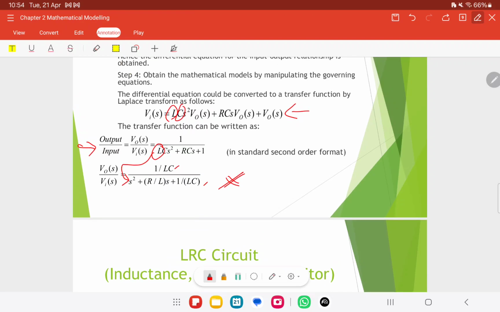Cuma bila you do the exercise ataupun dalam soalan, dia akan bagi value for L berapa, C berapa. So dia akan jadi satu transfer function, bukan dalam bentuk huruf lah. Alright. So lebih kurang je dengan mechanical part tadi. Cuma this one is in terms of capacitor, inductor and also the resistor. Okay.